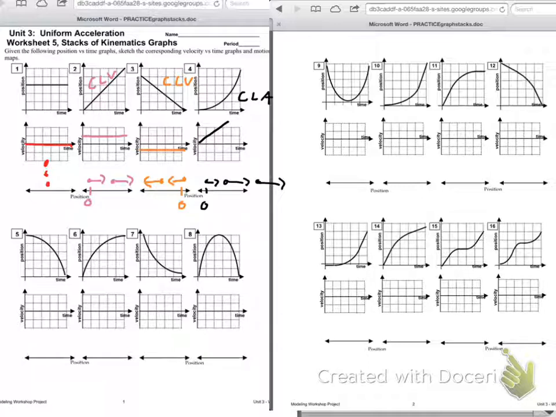So moving on to number 5. Number 5, again, we're dealing with constant linear acceleration, CLA. And this time we're starting with an initial position. And with this initial position, we see that the slopes are gradually getting steeper and steeper as time goes on. So that means that the velocity of this graph is increasing.